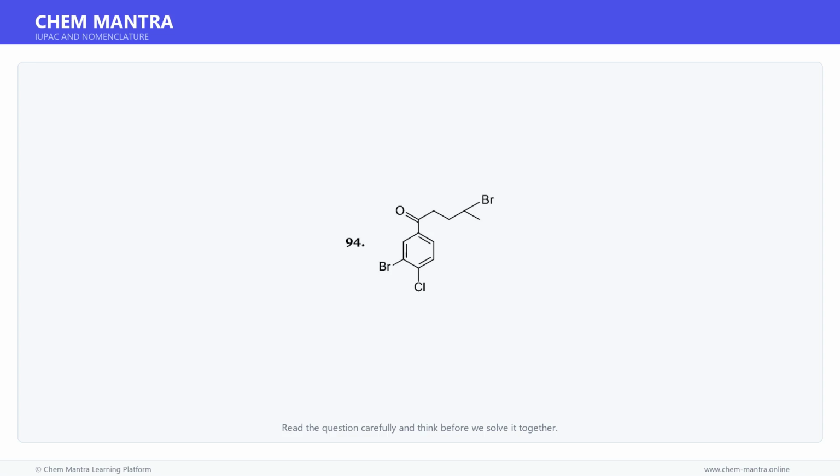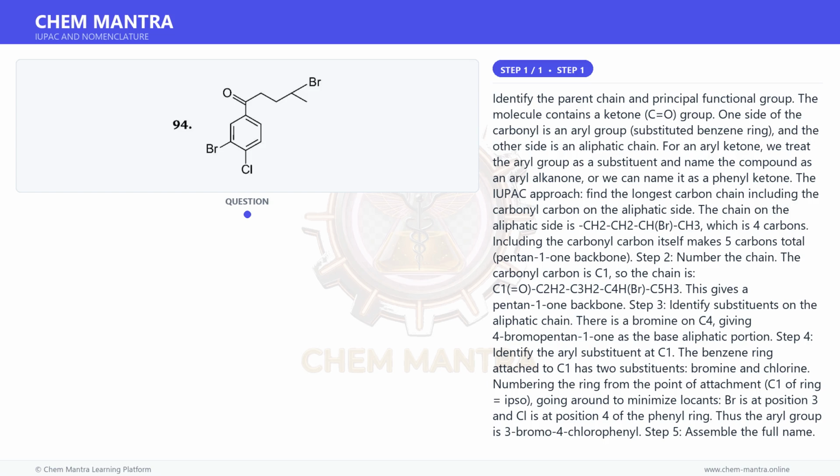Here is a question. Read it carefully and think about the answer. Let us solve it step by step. Let us begin solving this step by step. Identify the parent chain and principal functional group.